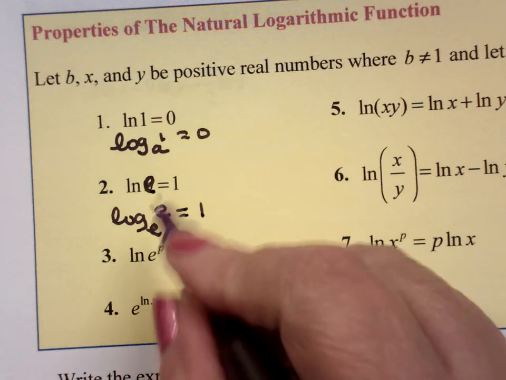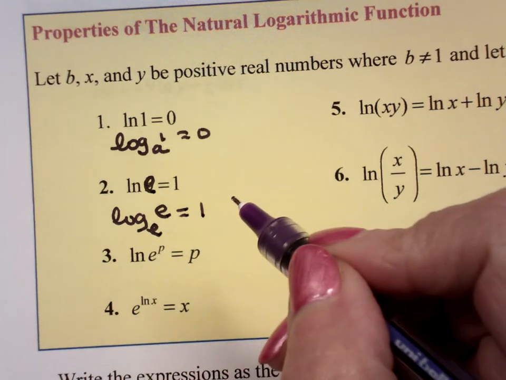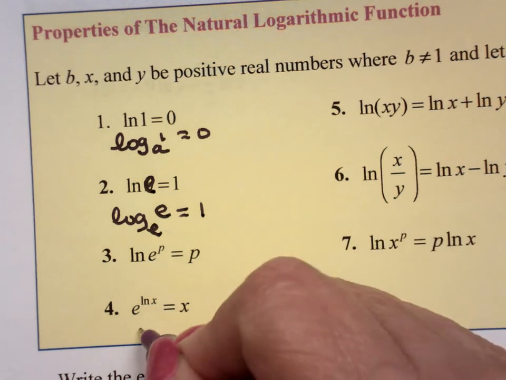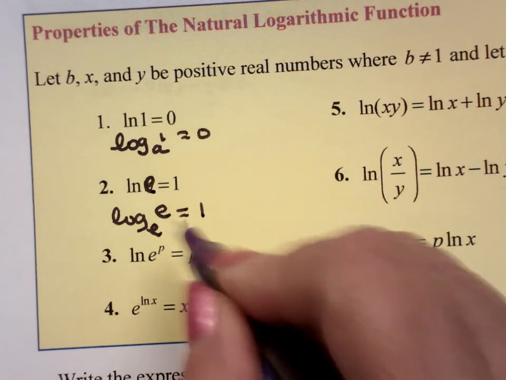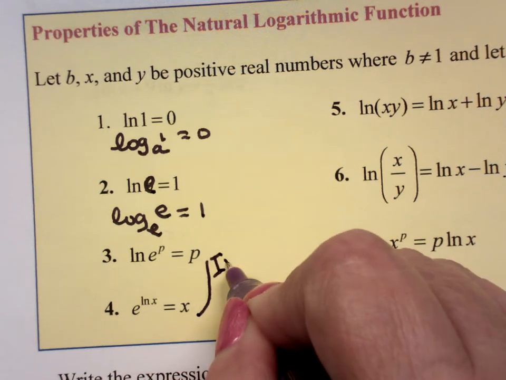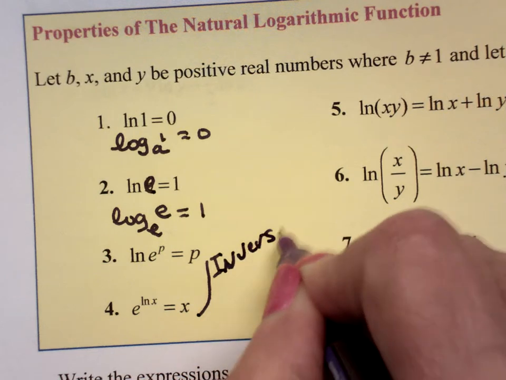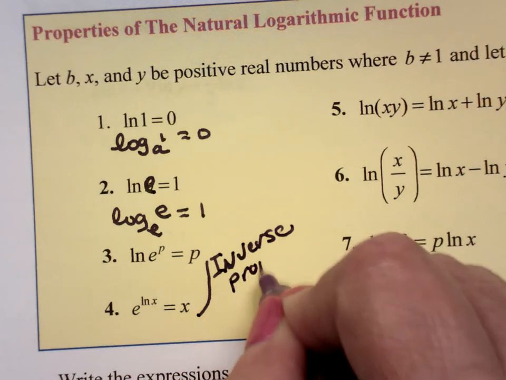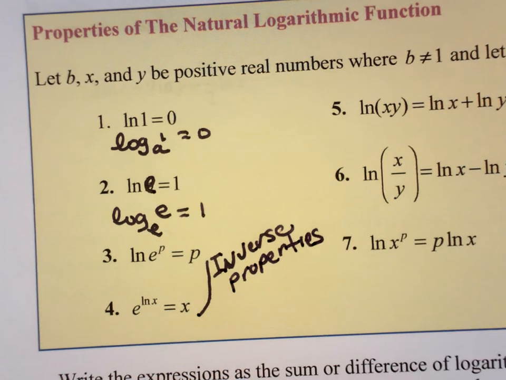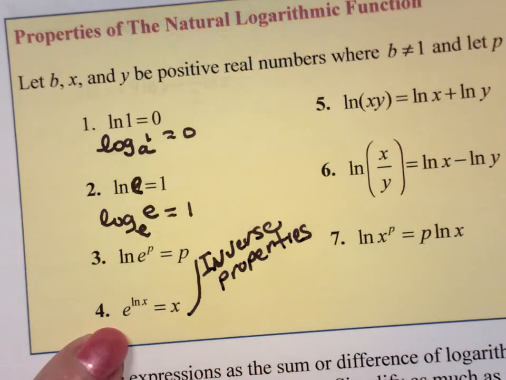Natural log of e to the p is p. e to the natural log of x is x. These are called, by the way, and we didn't focus on them too much, the inverse properties. And let's see kind of what that means.